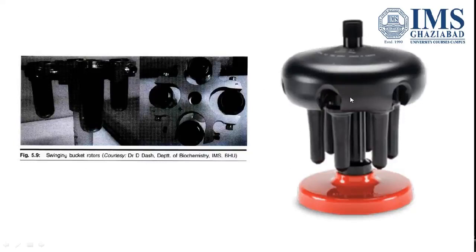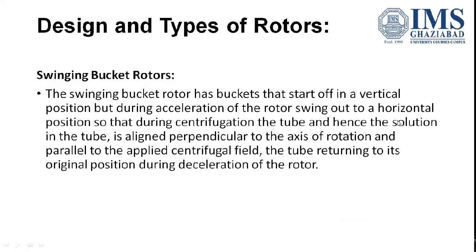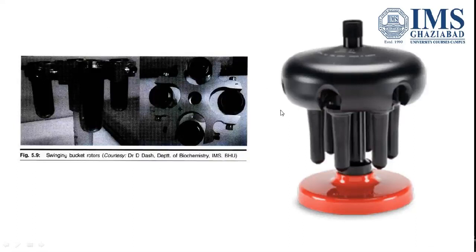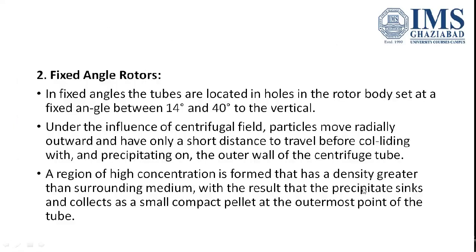As the motor starts accelerating, these tubes which are in vertical position will become aligned, they will become straight, and they will become horizontal. And as the rotor decelerates, they will again be back to their same vertical position.